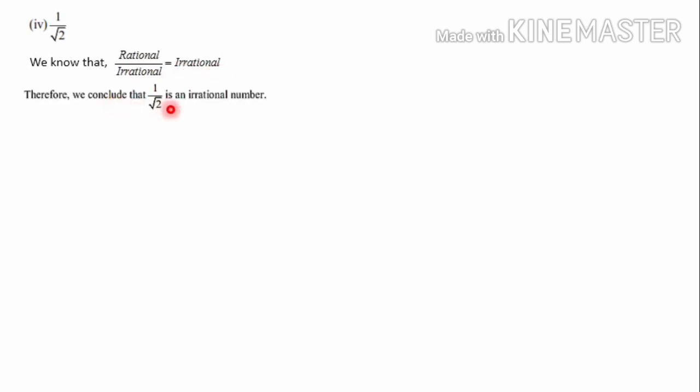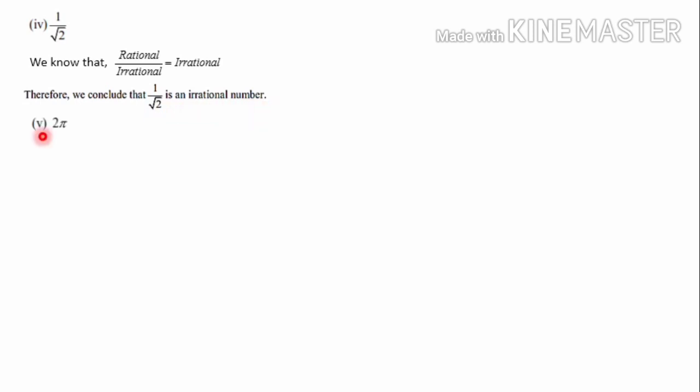Next we shall discuss question number 4. The question is 1 divided by root 2. Here 1 is a rational number and root 2 is an irrational number. Means rational number divided by irrational number. So we know that rational divided by irrational is always irrational. Means 1 by root 2 is an irrational number.